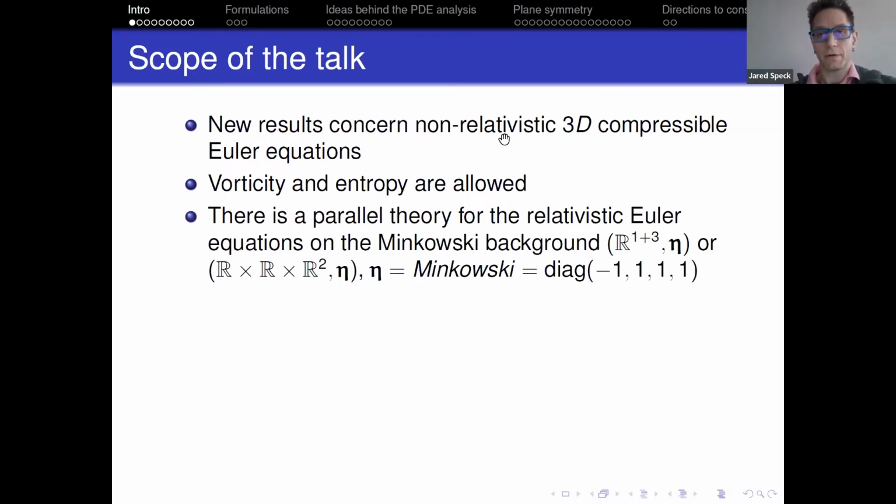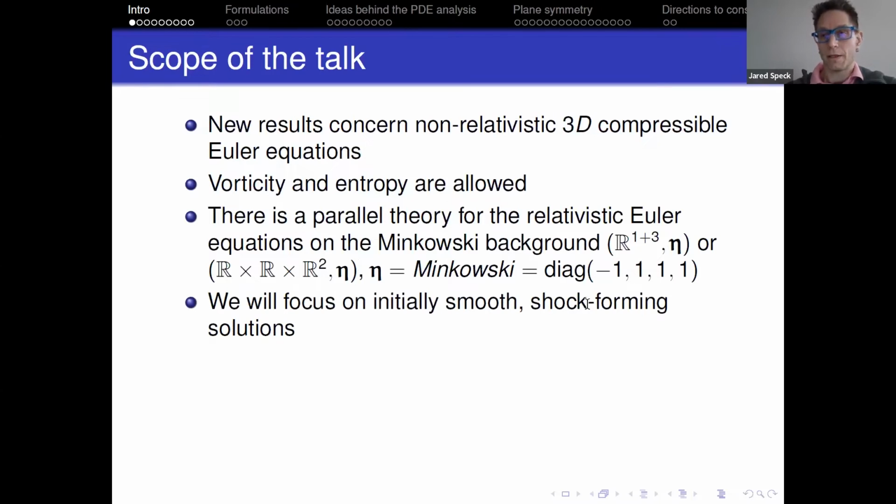Now, even though this is a non-relativistic 3D Euler talk in the large, there is a parallel theory that one can develop for the relativistic Euler equations, at least if you fix the space-time background. Let's say if you fix Minkowski space-time on R^{1+3}, or, oh, sorry, this should have been T^2, R cross T^2. The spatial topology is not particularly important for today's talk.